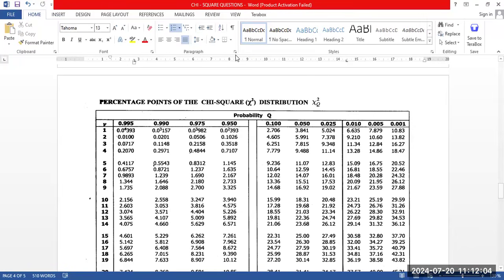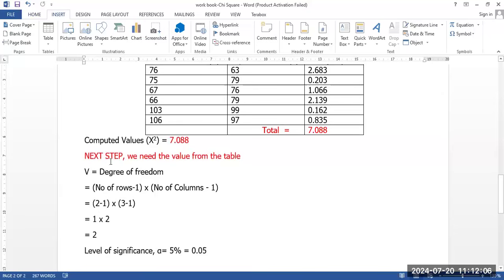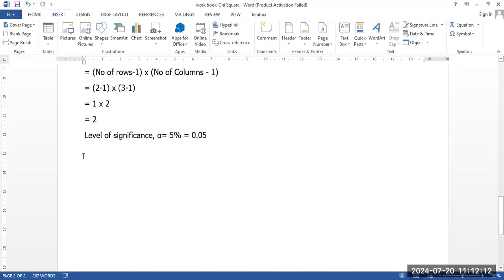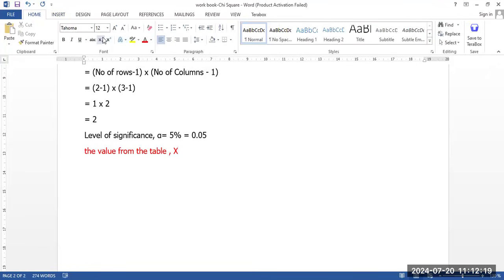So the value from the table, that is x squared from the table, is 5. We said it is what? 5.991.